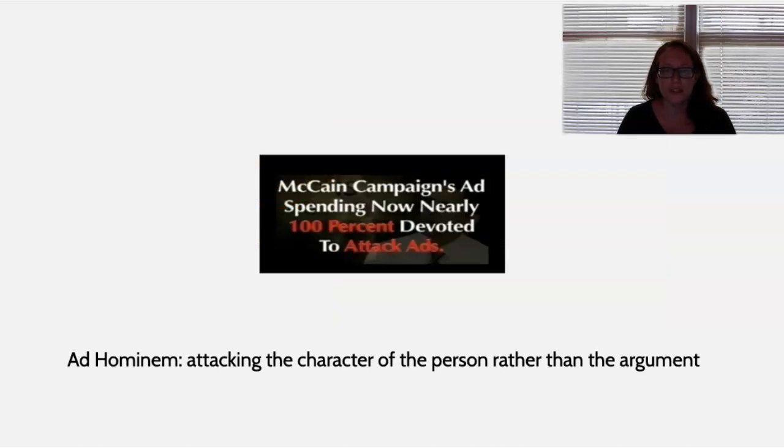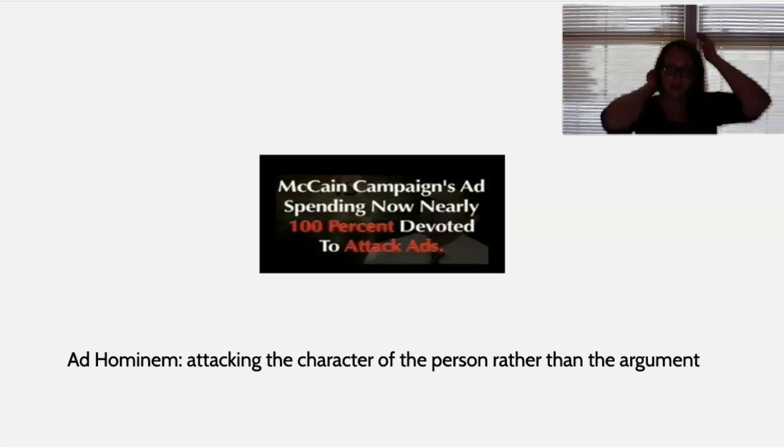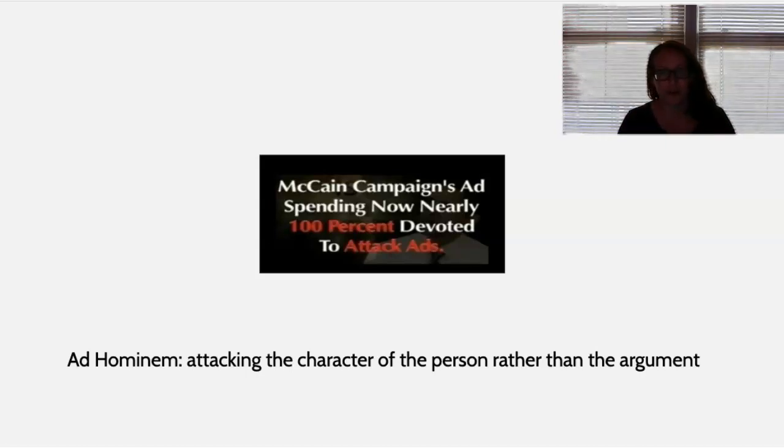With this one, this is an example of ad hominem. I'm using McCain again. McCain campaign's ad spending now nearly 100% devoted to attack ads. First, I want you to think about the design and the modes being used here. They want you to notice 100% attack ads. I wanted you to notice those words more than anything else and emphasize that. Not nearly 100%, just 100%. We don't even know what nearly means exactly here, like what that number would be.